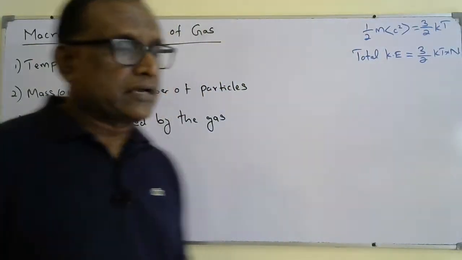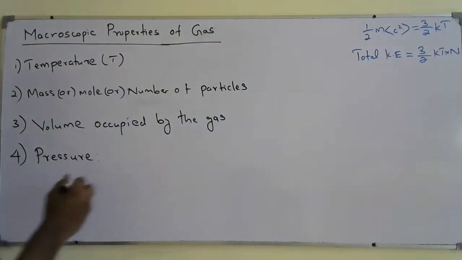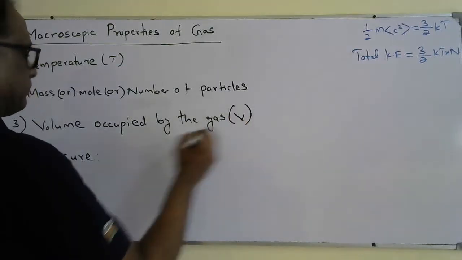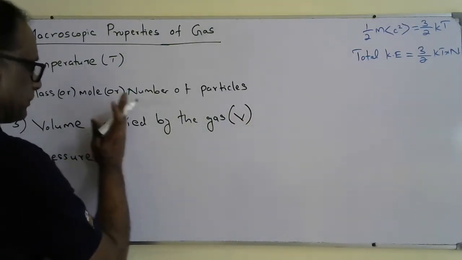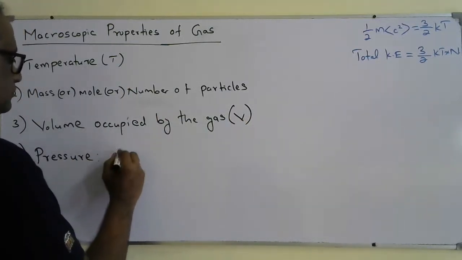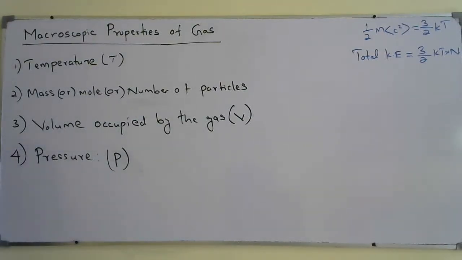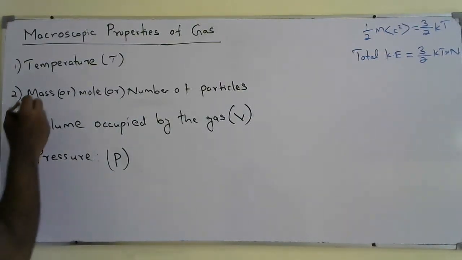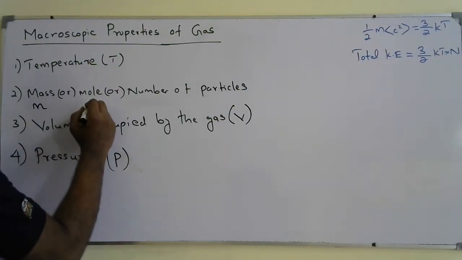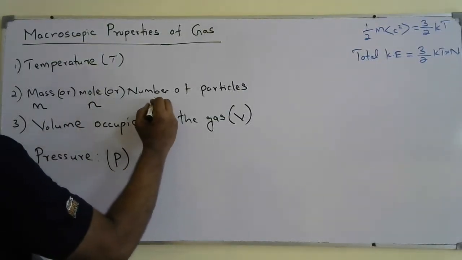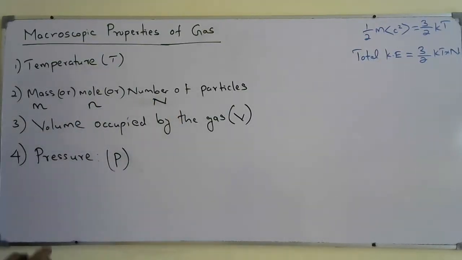Okay, so these are the macroscopic properties of the gas. Volume is denoted by V, you know that. Pressure is denoted by P. Temperature is T, mass is denoted by M, number of moles is N, number of particles is N. Either way we can use.